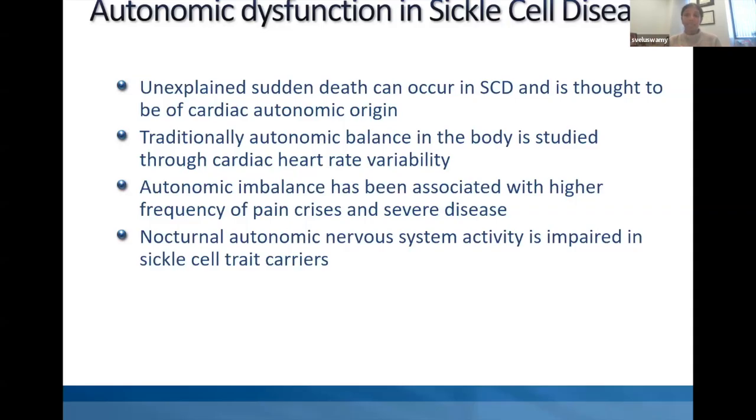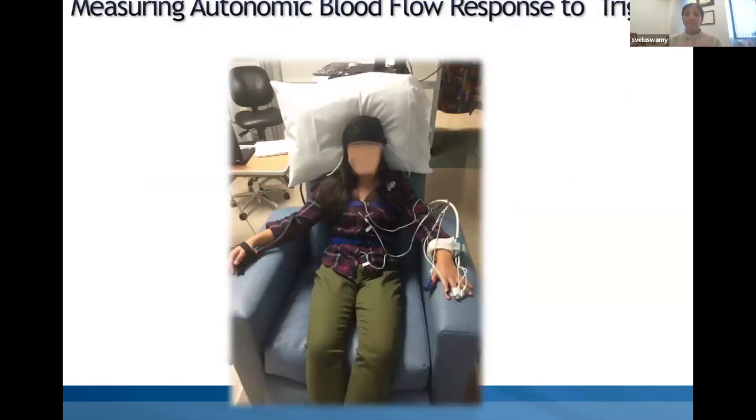But we were specifically interested in how these autonomic changes might impact blood flow, because that can have a direct impact on sickling and vaso-occlusion. And so this was the setup that we had in our autonomic physiology lab. This was set up by Dr. Coates initially almost 10 years ago now. Here we would bring in our patients who were kind enough to volunteer for these studies.